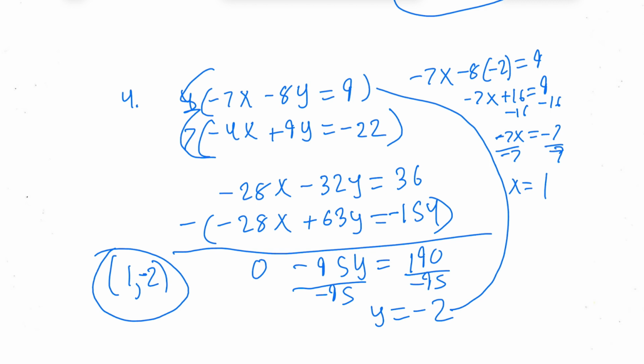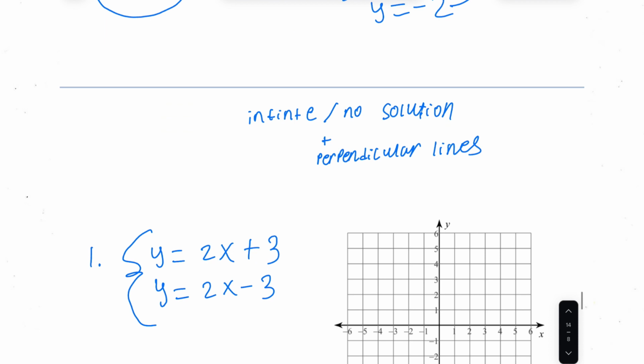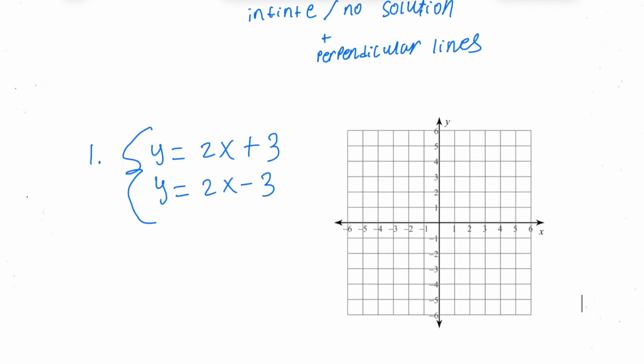So that's it for elimination. So now moving on to infinite, no solution, plus perpendicular lines. So this example here, if you notice, both of them have the same slope.